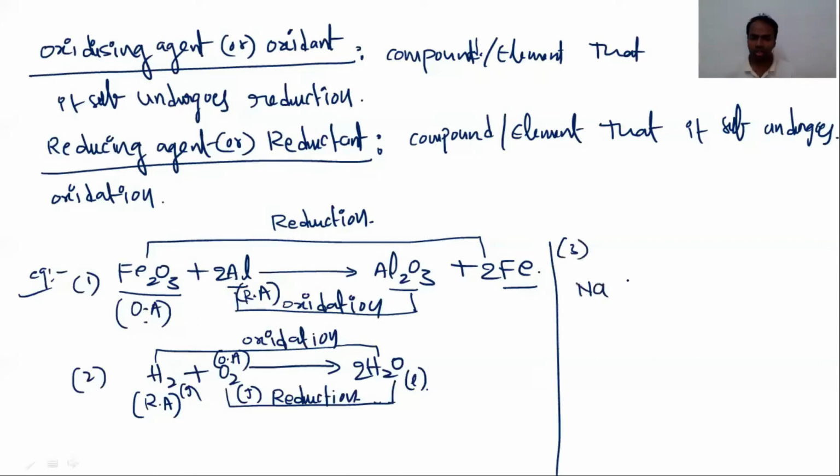Sodium in gaseous state reacts with chlorine Cl2 to form sodium chloride. This is solid, this is gas, and this is solid. So 2Na gives 2NaCl. Sodium here is in the 0 state, Cl2 also 0. Here, what is the charge of sodium in the NaCl chemical formula? NaCl is an ionic compound.